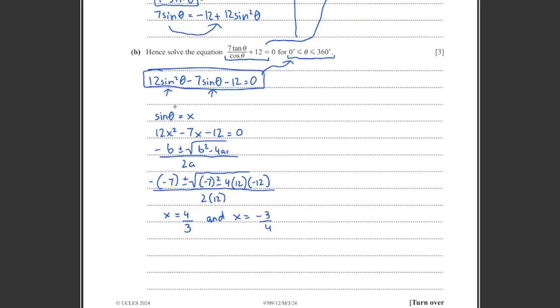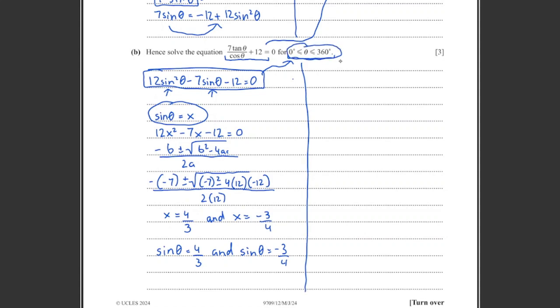And since we know that we set this thing where sine theta was equal to x, so we can just say sine theta equals 4 over 3 and sine theta equals negative 3 over 4, right? So now all we sort of got to do is we already have that range. So I guess now all we're going to try and do is find out what theta is. So first of all, we're going to have theta equals sine inverse 4 by 3.